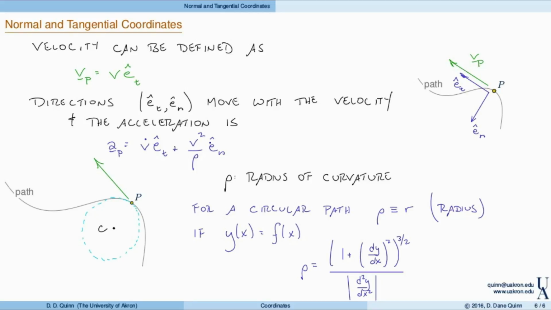And throughout the course, we'll use all 3 for certain kinds of problems.